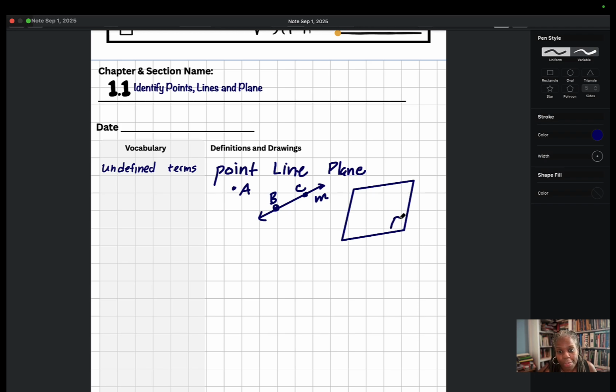When I refer to a plane, I'm generally going to refer to it as a capital letter. So I'm calling this plane R, or sometimes if we've got a number of points on the plane that are not in a straight line, let's call these X, Y, and Z. I could call this plane XYZ. So those are our undefined terms. And in a way, we just took care of 4 vocabulary words. So let's get started with a few more.